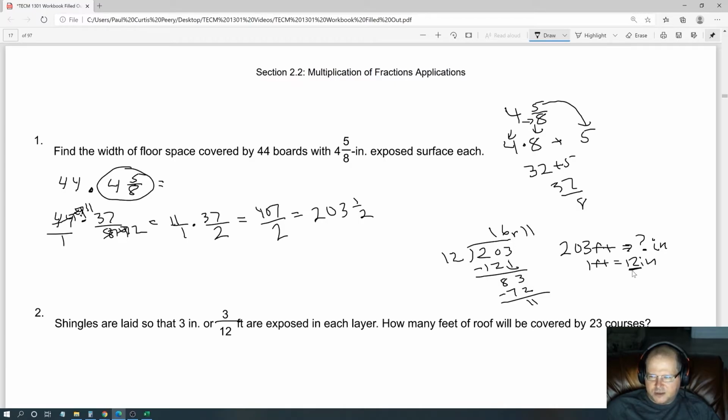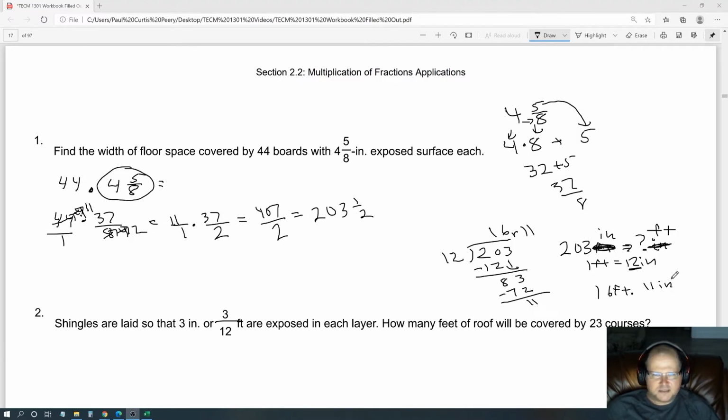So basically, 203 inches is equal to a certain number of feet. Oh, I wrote that completely backwards tonight. There we go. Okay, so what that does is give you 16 feet plus 11 inches. So we have 16 feet and 11 inches.